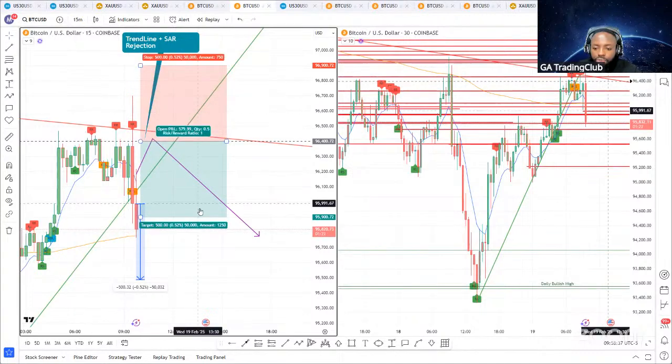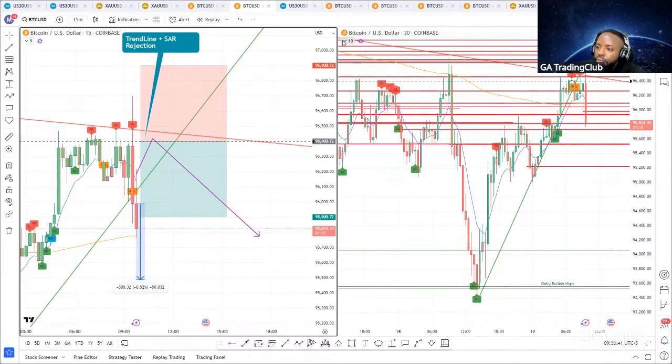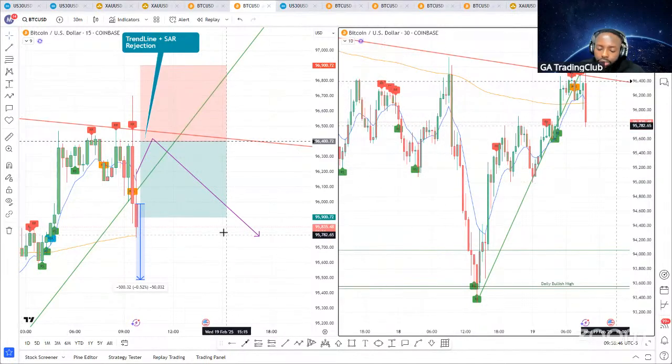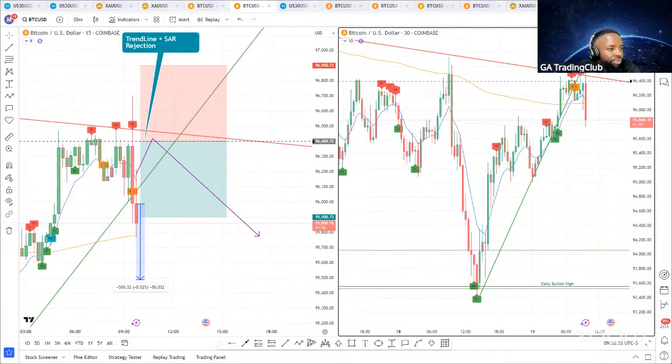Because I told you guys, for those rejection scalps, you'd be looking to take them during high periods of volatility, either the first few hours of market open or during heavy news releases. But since we have that news event at 2 p.m., probably the market will range up until then.